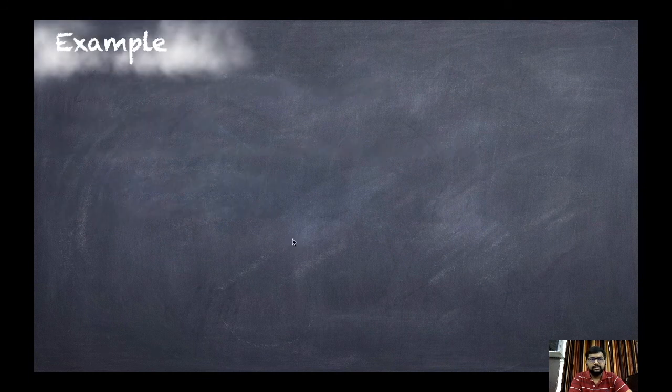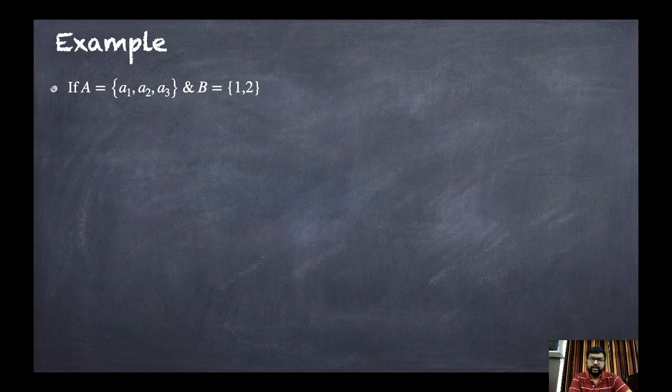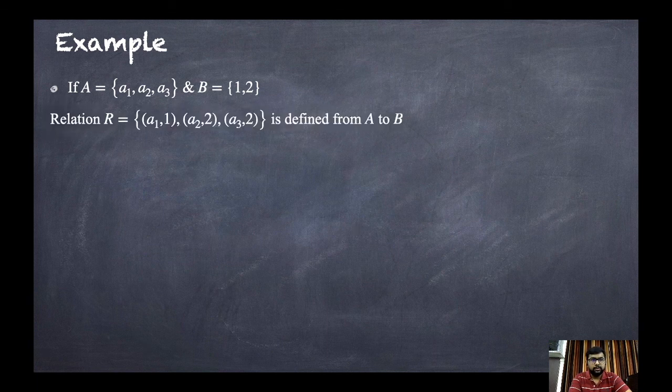Let us consider a second example. If A has 3 elements, a1, a2 and a3, and capital B is 1 and 2, the relation R is given as (a1,1), (a2,2), (a3,2). Again, for this A and B there will be a total of 6 elements in A cross B. But a relation is a subset of the Cartesian product A cross B. So this is true: (a1,1), (a2,2), (a3,2) is a subset of A cross B containing 6 elements, and it is defined from A to B.